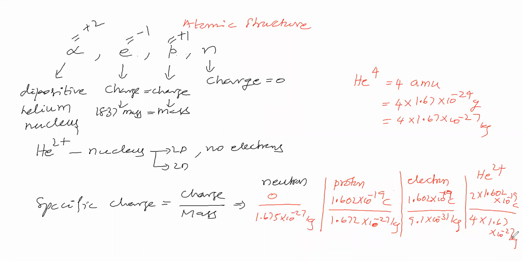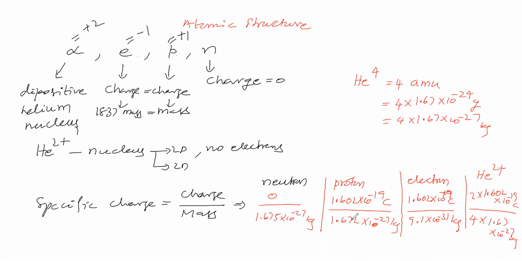Now, if you see, in the numerator, all have some value; neutron is having 0. So, since numerator is 0, what is the specific charge for neutron? Numerator is 0. 0 by anything is how much, that you know. So, what is the specific charge of neutron?